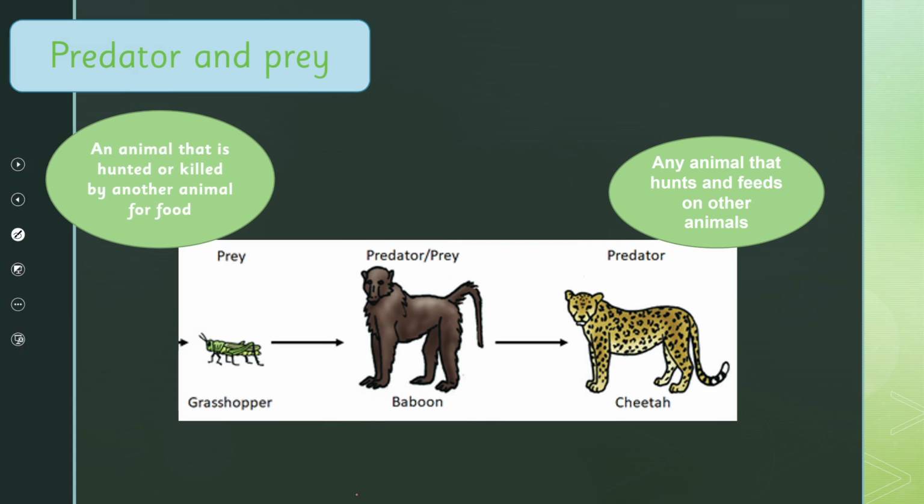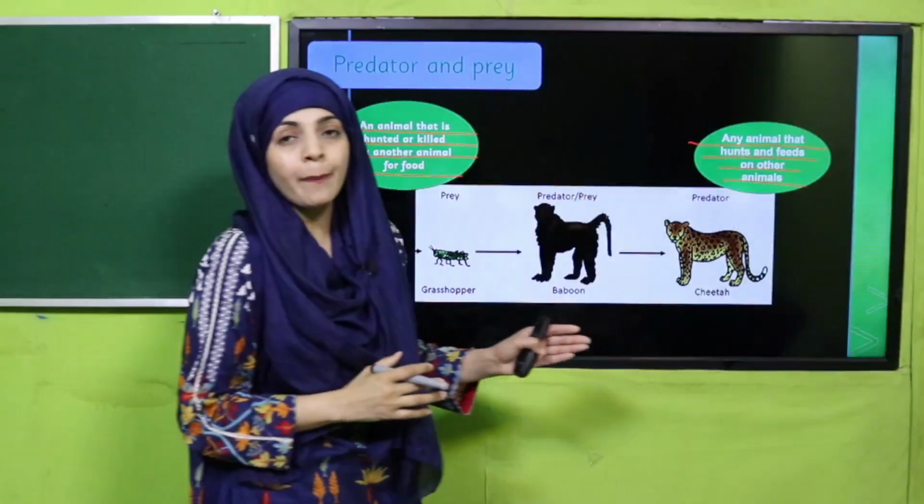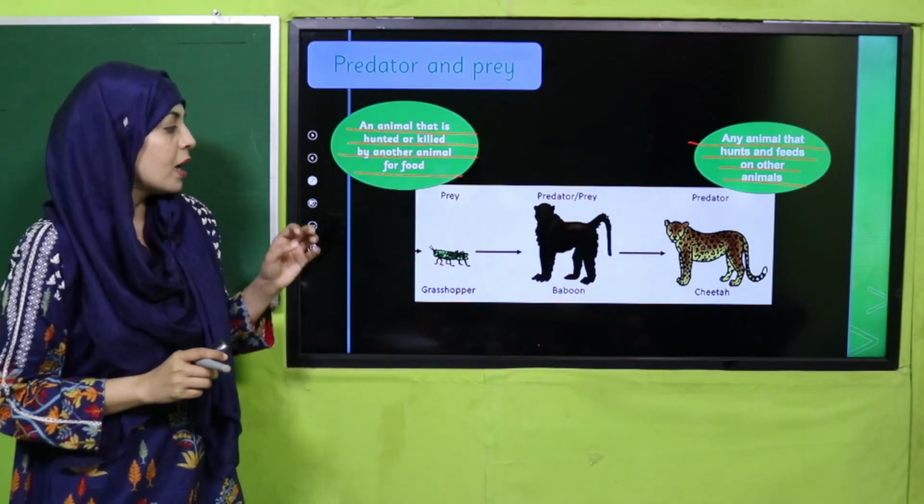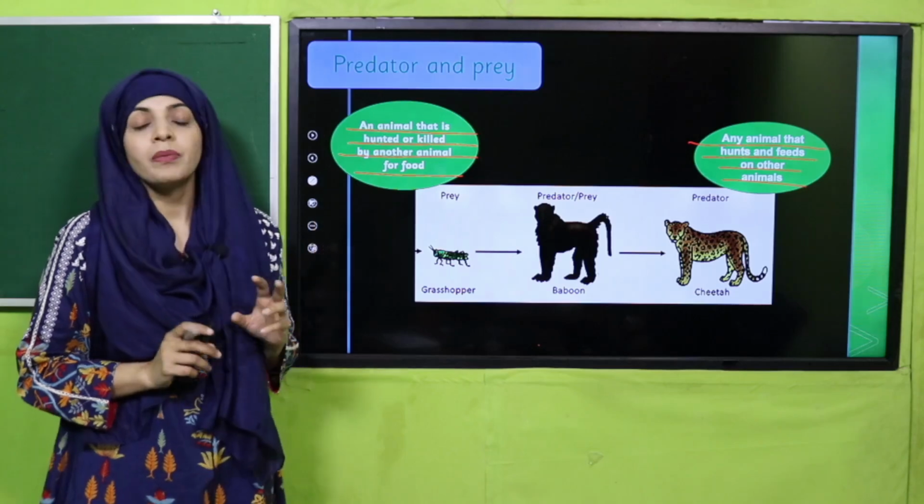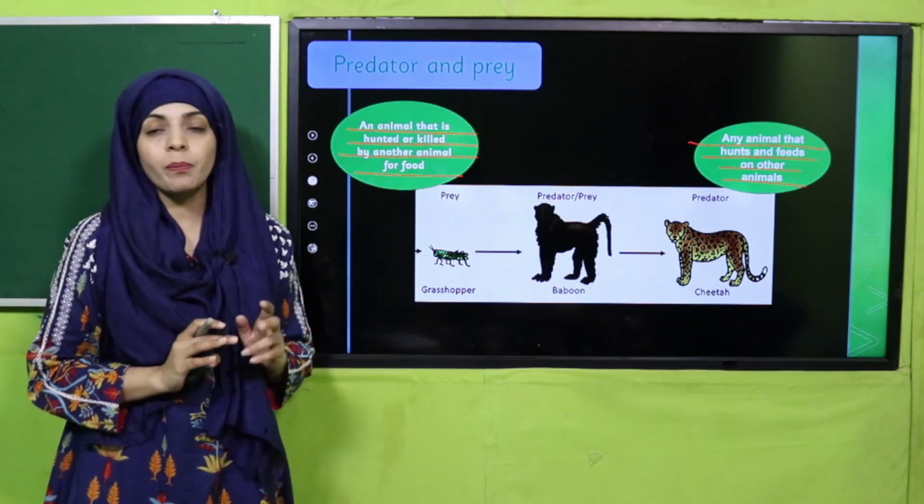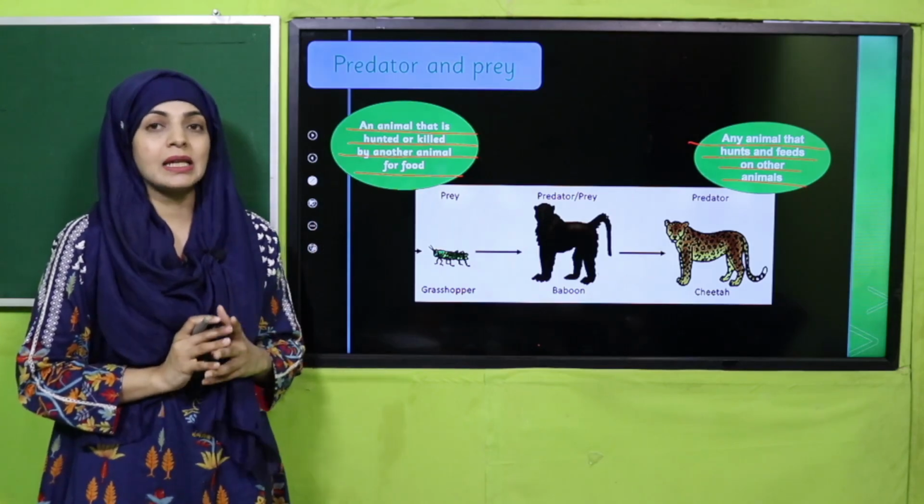So my dear students, predator and prey. Because now we have studied food chains, now you should also know the relationship of predator and prey. An animal that is hunted or killed by another animal for food is called a prey, whereas an animal that hunts and feeds on other animals is called a predator. Now in the food chain you see, grasshopper, baboon and cheetah, who is prey and who is predator in this? Quickly think and tell.